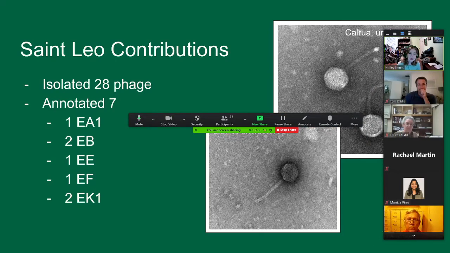St. Leo University has been working with the C-Phages program for 3 years now as a part of cohort 11. We've isolated a total of 28 phage from the Tampa Bay area, and we've also annotated 7. 2 of them being phage that were adopted off of the C-Phages Genome Exchange website, and that's just where other universities post their phage that they didn't have a chance to annotate for other schools to take. We've also collaborated with the University of South Florida and annotated another 2 phage.